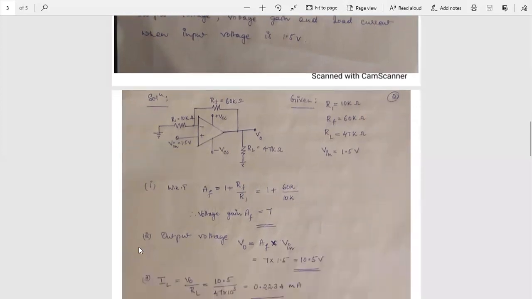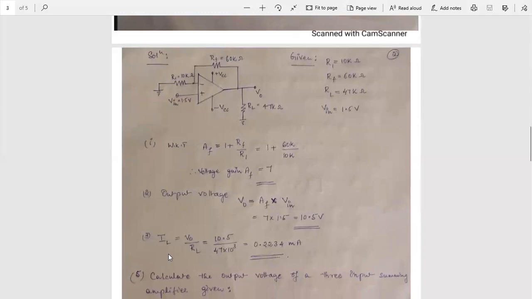So now the output voltage V0 is equal to gain into input voltage. Okay, so it is equal to 7 into 1.5. So the output voltage V0 is equal to 10.5 volt. So now load current IL is equal to V0 by RL, 10.5 by 47 into 10 to the power 3 is equal to 0.2234 milliamps.